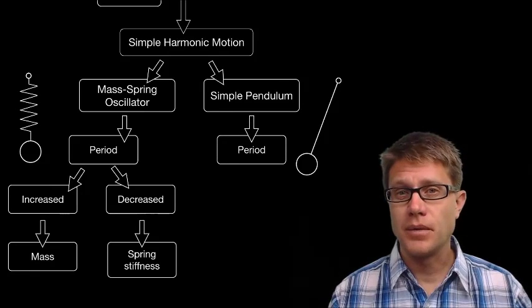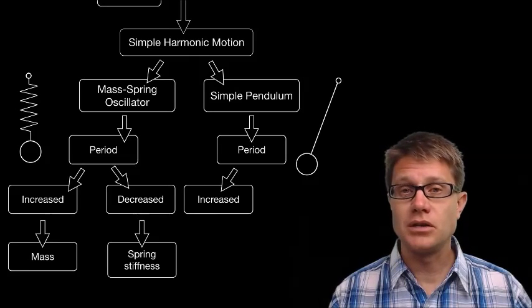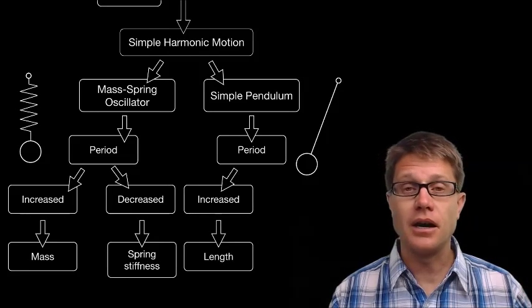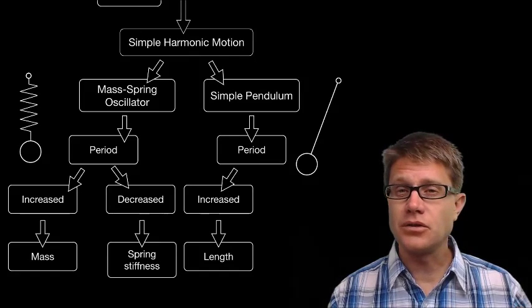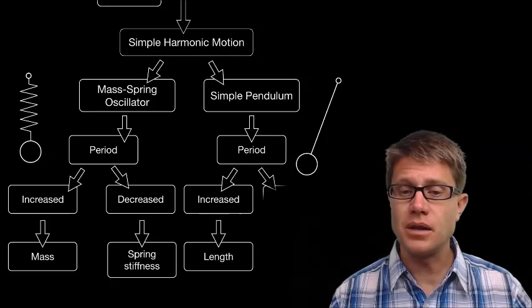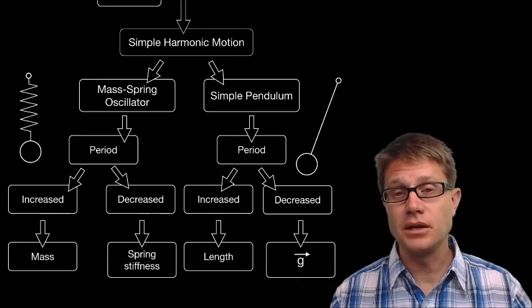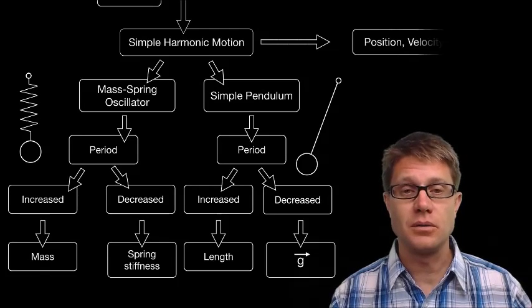What about a pendulum? How do we increase the period of a pendulum? Well, we do that by just simply changing the length of the pendulum. Now, what's interesting about pendulums is the mass doesn't have anything to do with it. And so how do we then decrease the period of the pendulum? Well, we have to change the gravitational field strength. As we increase that field strength, then we're going to decrease the period.